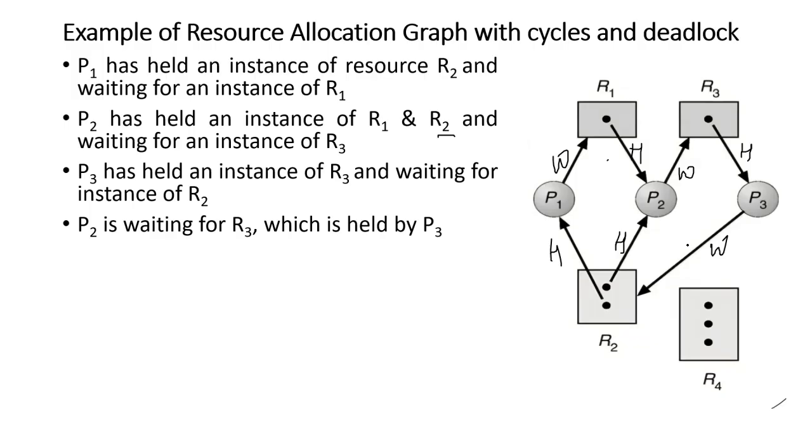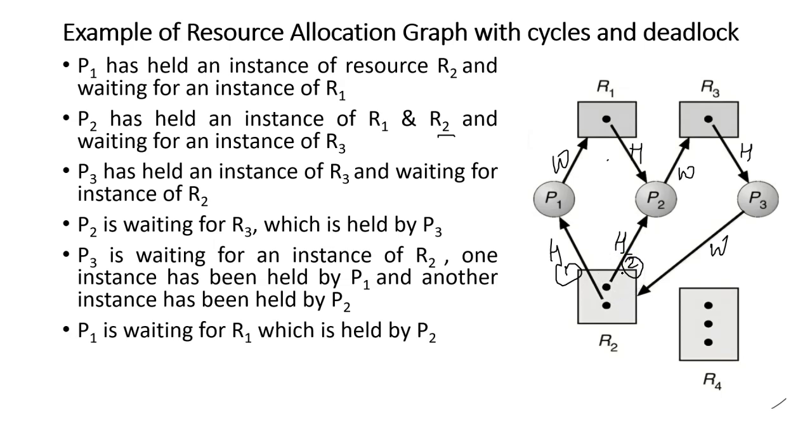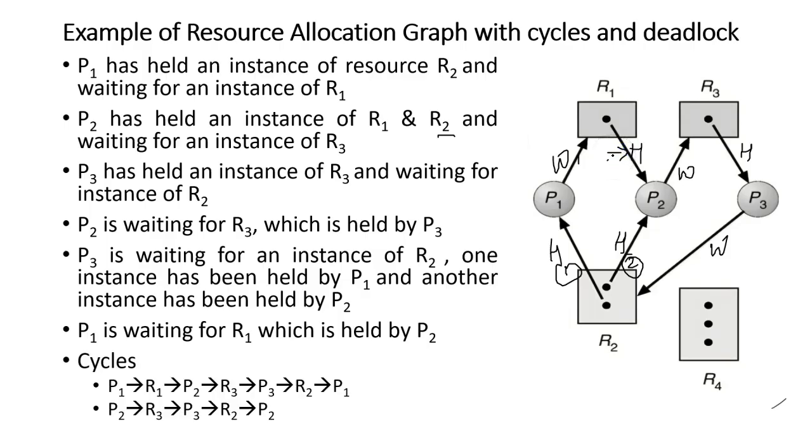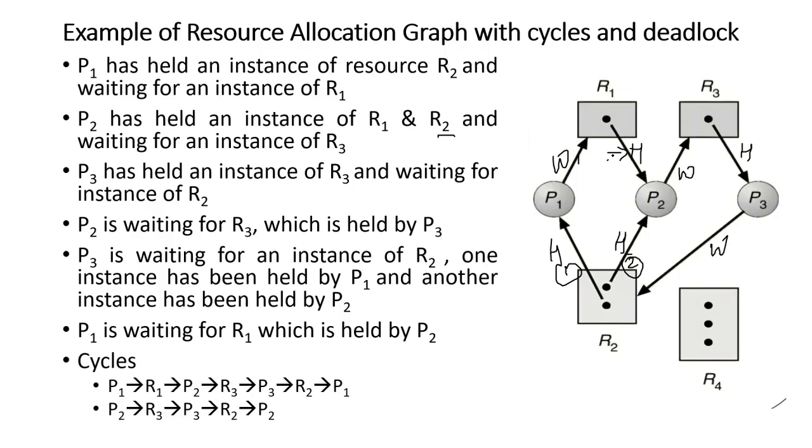Here we can say P2 is waiting for R3, which is held by P3, and P3 is waiting for an instance of R2, where one instance has been held by process P1 and another instance has been held by process P2, and P1 is waiting for resource R1, which is held by process P2. So two cycles are formed here.